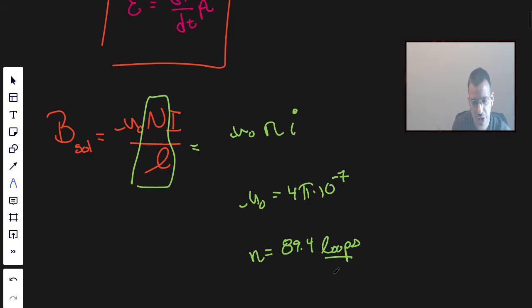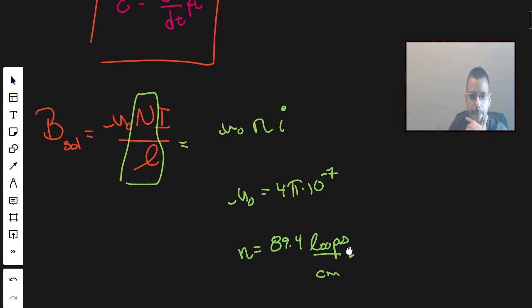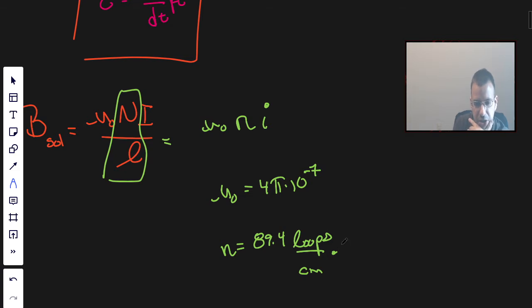loops per centimeter. And what I'm going to do is I'm going to convert that over to meters, just because I don't know if I have to or not. I just want to make sure, just in case. Put everything in SI units. So 89.4 is the same as 8940. I'll call this turns. Loops, turns, same thing. Turns per meter.